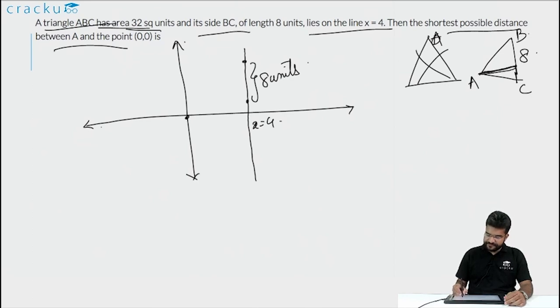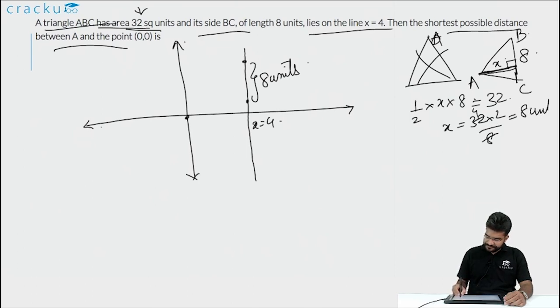So the perpendicular from A to BC, we can easily find out the length of that perpendicular. If you assume that the length of that perpendicular is x, half into x into 8 will be the area of ABC. But this we already know is equal to 32. It has already been given that the area is 32 square units. So this would imply that x is equal to 32 into 2 by 8. You can simplify this and this will be 8 units. So the height of the altitude from A is 8 units.